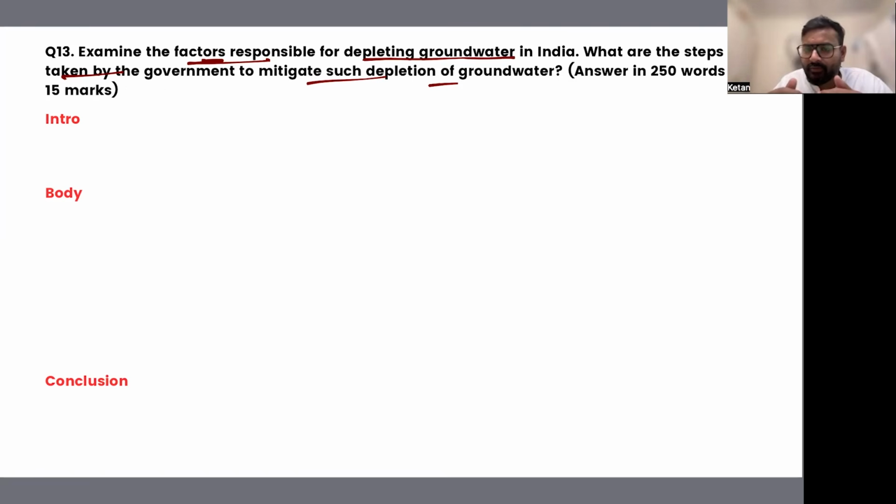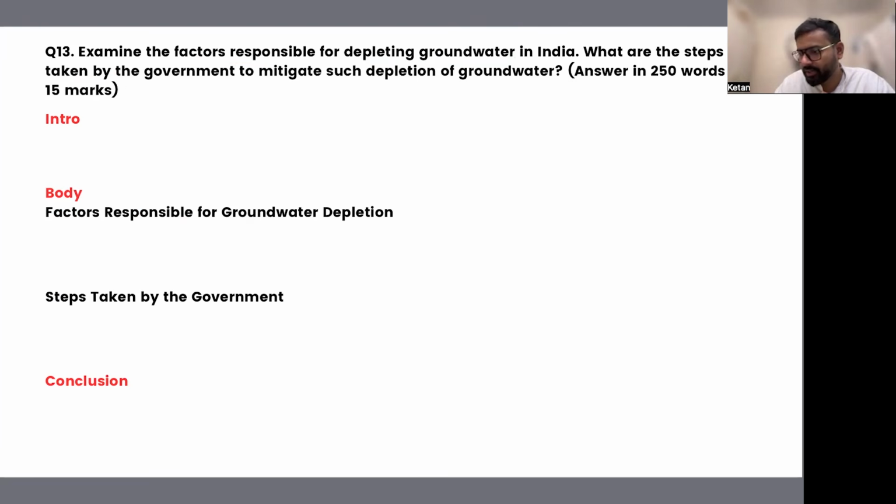A lot of quite a few questions have been asked on depleting groundwater. So this shouldn't come as a surprise question, very much along the expected lines. And there are two demands of the question: factors responsible for depleting groundwater and the steps taken by the government. Okay, so those two will obviously come in the body. And in the introduction, you can talk about why it is such a crucial issue for the government.